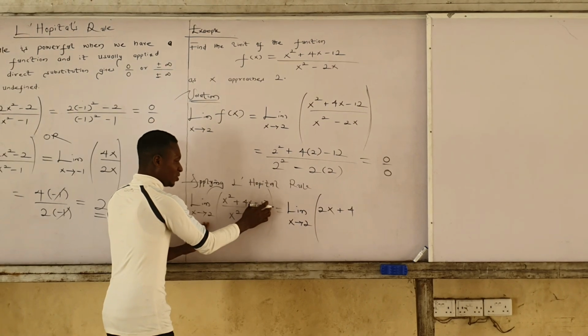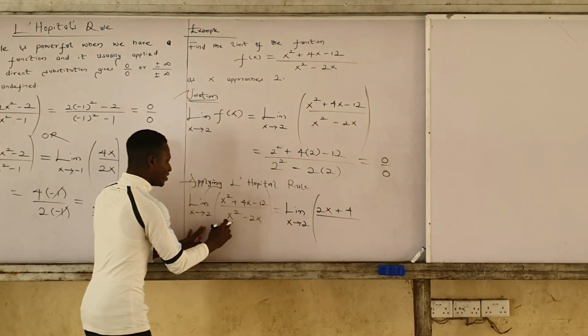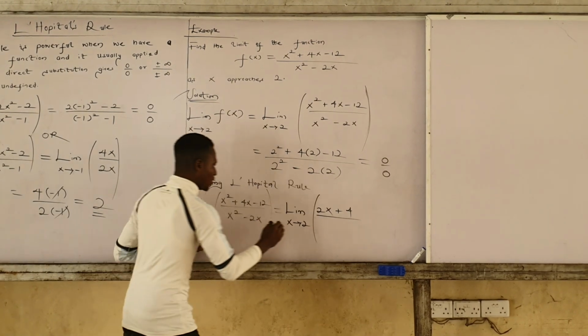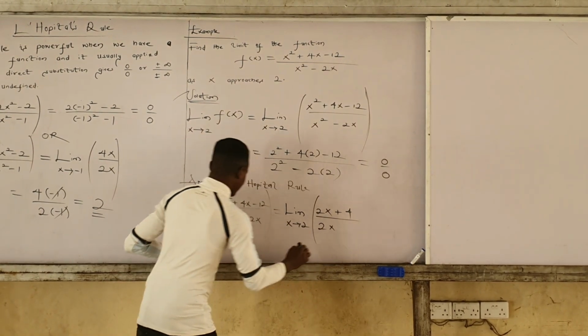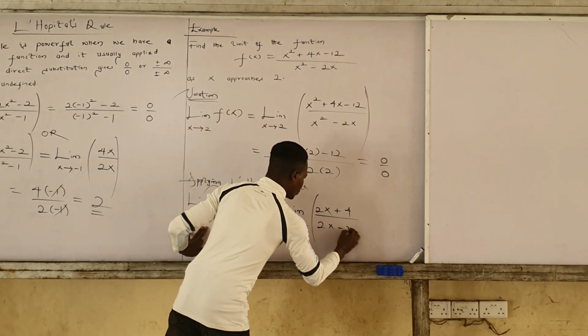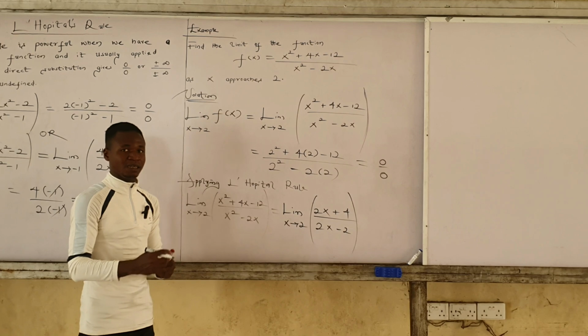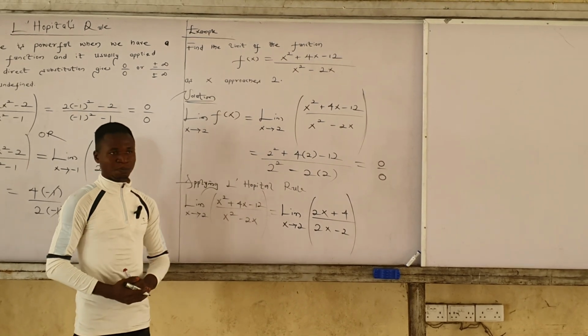minus 12 is a constant. When you differentiate it, that gives us 0, all over x raised to the power of 2, which when we differentiate gives 2x, and minus 2x, which when you differentiate gives minus 2. So this is the redefined limit of the function, applying the L'Hopital's rule.